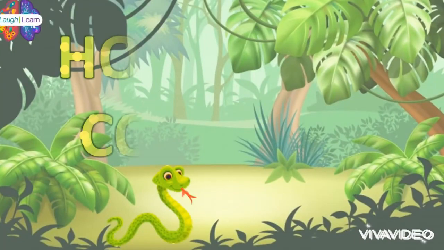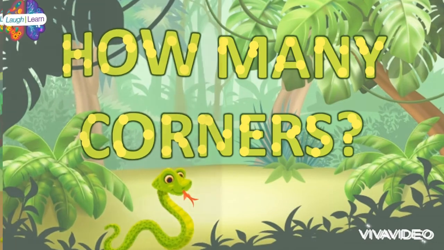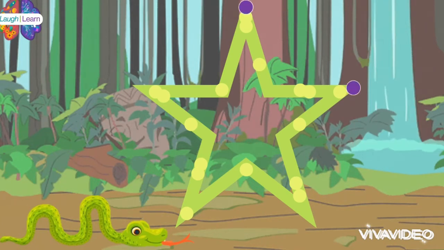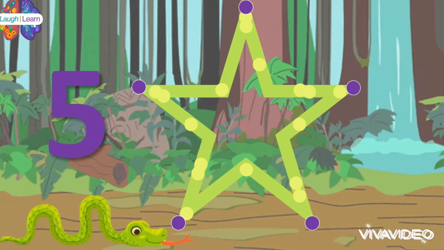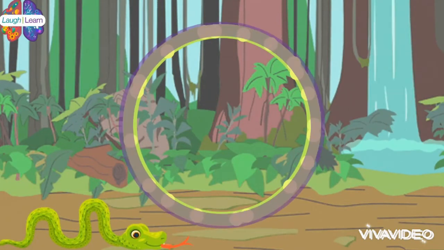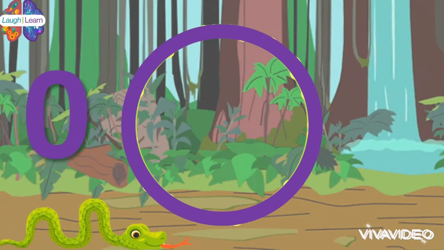Now, Noodles wants us to count how many corners. How many corners are on a star? 1, 2, 3, 4, 5. There are 5 corners. How many corners are on a circle? No corners. There are 0 corners on a circle.